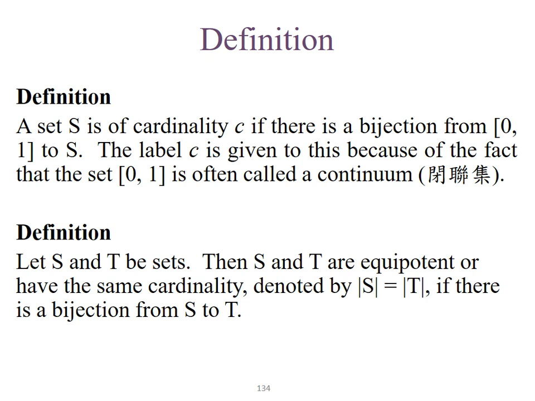We cannot count a countably infinite set, but we give a special symbol, aleph-null, as its cardinality. In the same way, we give the label C to indicate the cardinality of the range 0 to 1. This is the uncountable set, and now we define its cardinality to be C.